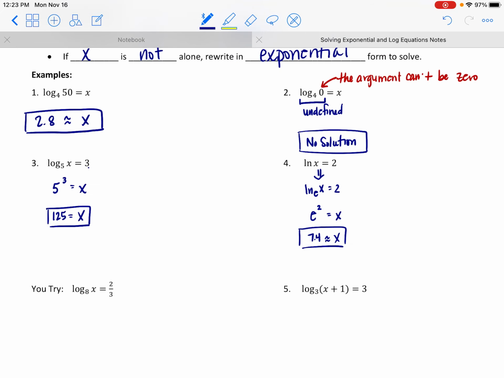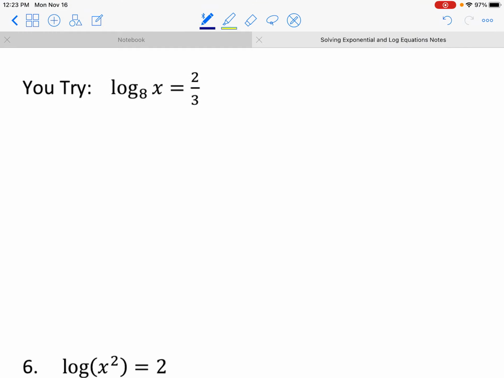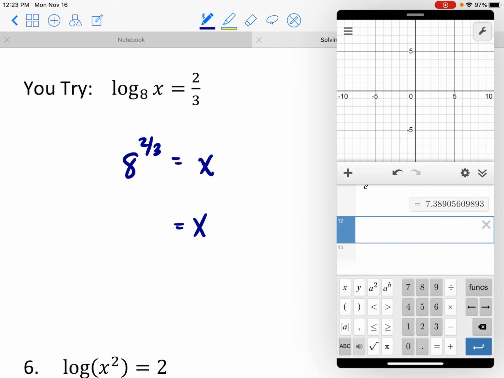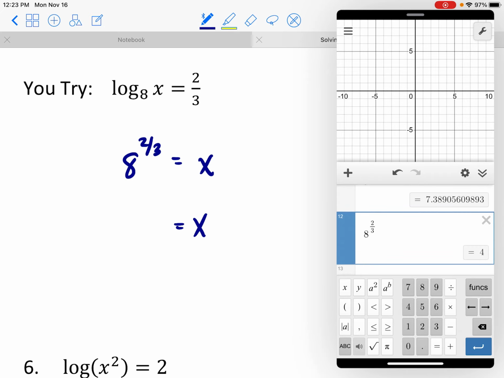Okay, next, one for you to try if you're feeling pretty confident with this. We're just trying to rewrite it. This becomes 8 to the 2/3 power equal to x. Now that it's rewritten, x is solved for. Again, I would hope that this is something you could evaluate without a calculator. Let's go ahead and go to it, though. If we put in 8 to the 2/3 power, 2/3 is your exponent, you get 4.